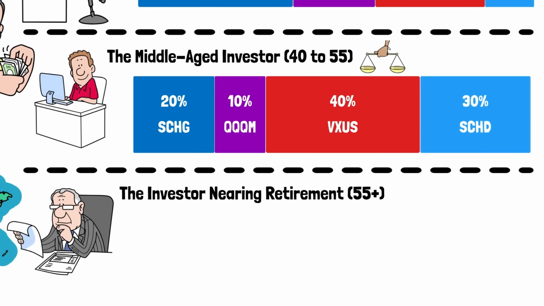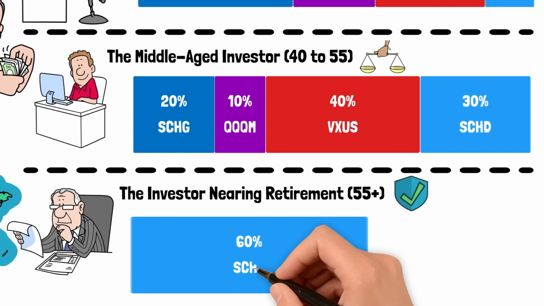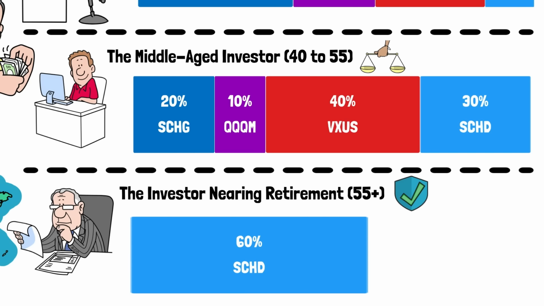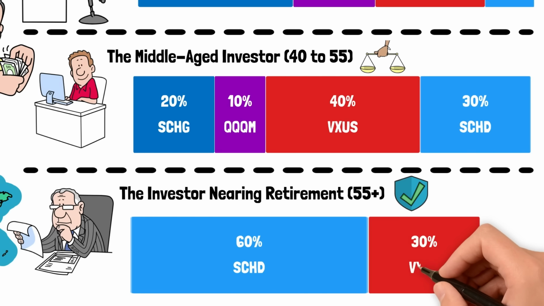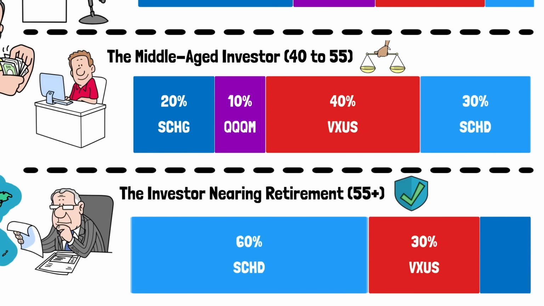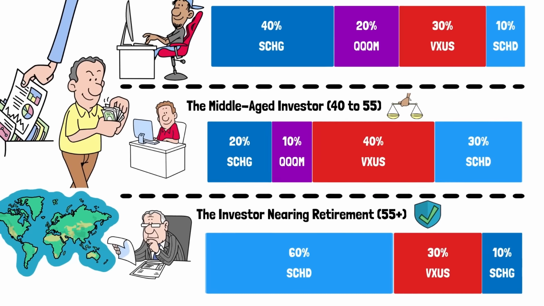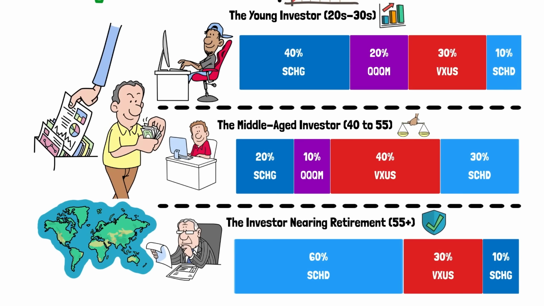The investor nearing retirement, 55 plus. The focus shifts heavily to stability, income, and protecting capital. 60% SCHD. Now the portfolio is anchored by dividend stocks. 30% VXUS to maintain global exposure. 10% SCHG as a small sleeve for continued growth. This structure allows you to systematically adjust your risk while still participating in the market's growth.